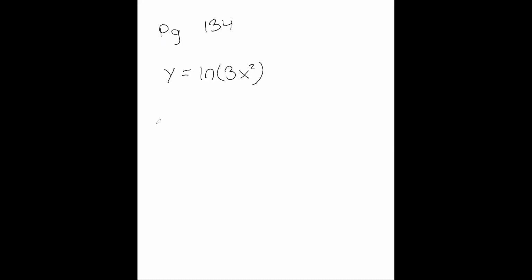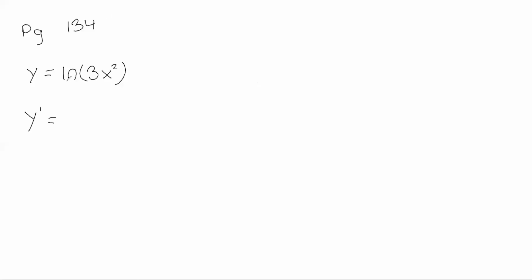So the derivative of y would just be y prime. So we want to use the chain rule. And the thing that kind of gives that away is because we have a clear outer function and we have a clear inner function as well. So u is the natural log function, natural log of v.